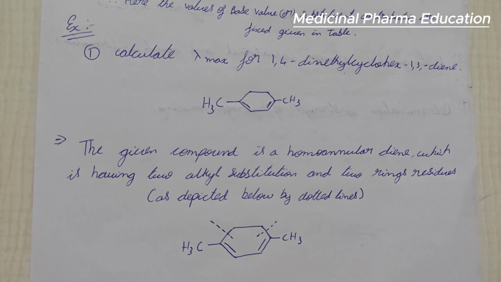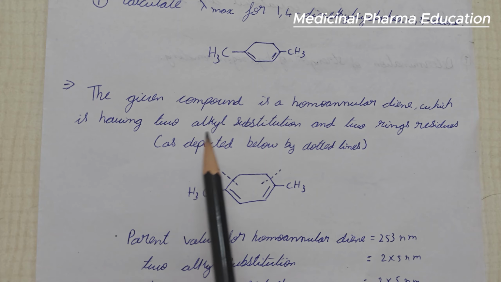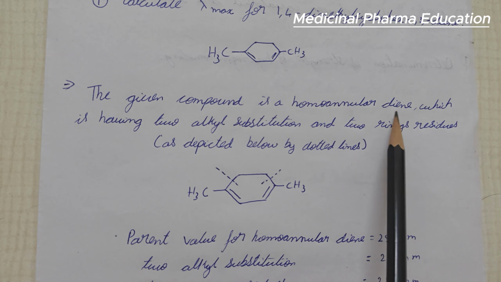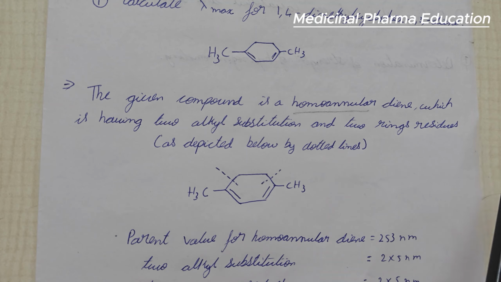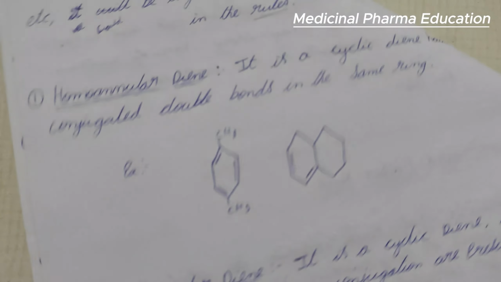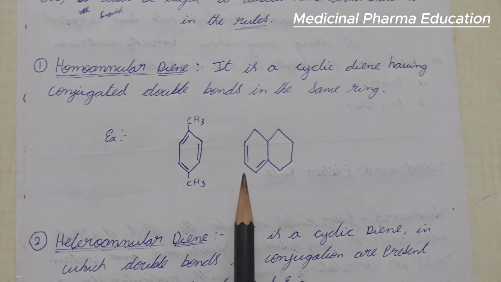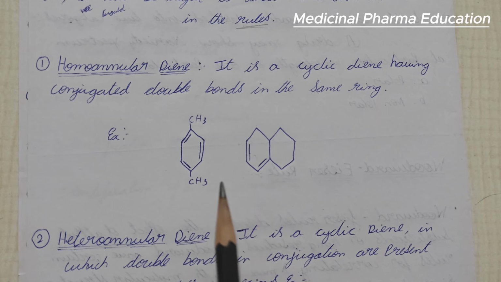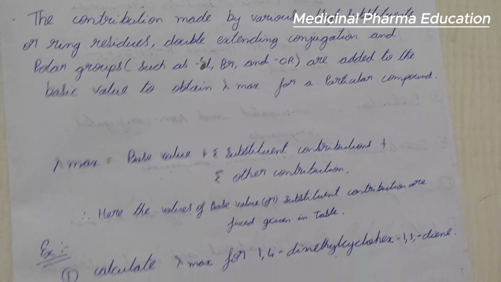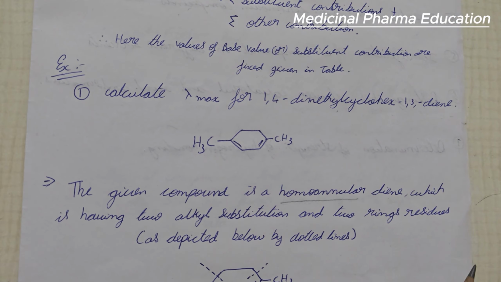That's the basic structure. See, the compound is a homoannular diene. Homoannular diene because the double bonds are present in the same ring. I have already said the structures are very important. Homoannular diene means the double bonds are present in the same ring. That's the same concept we use here.